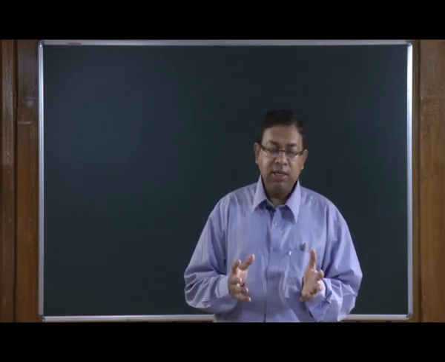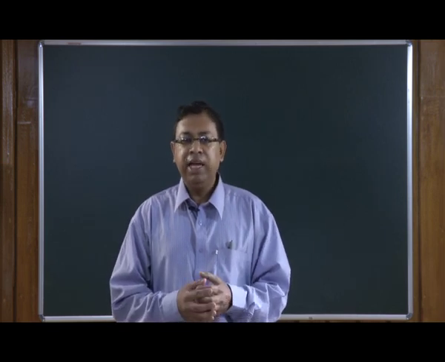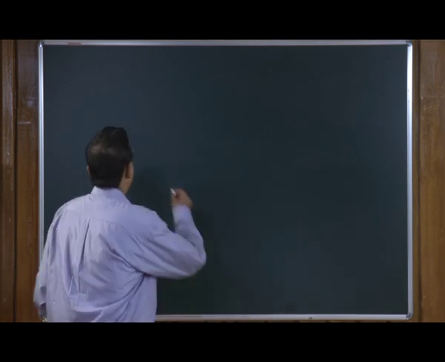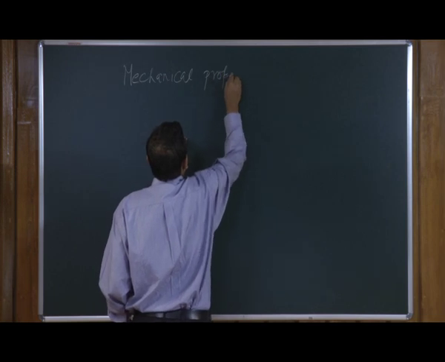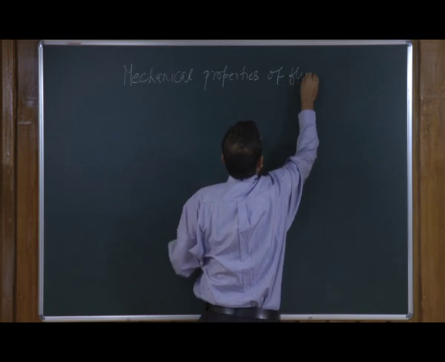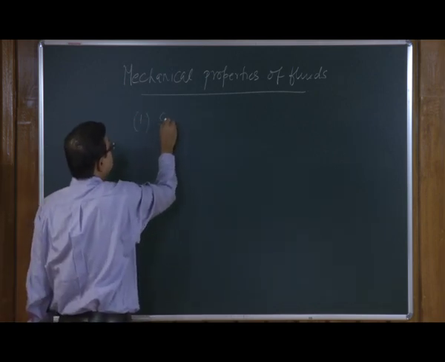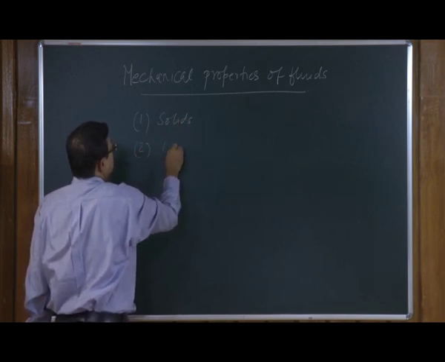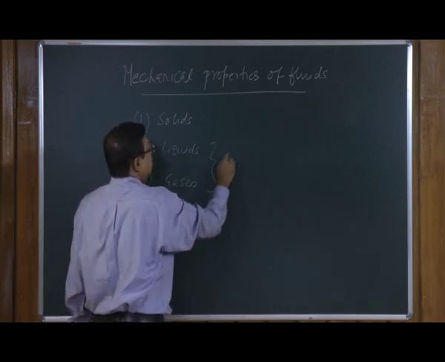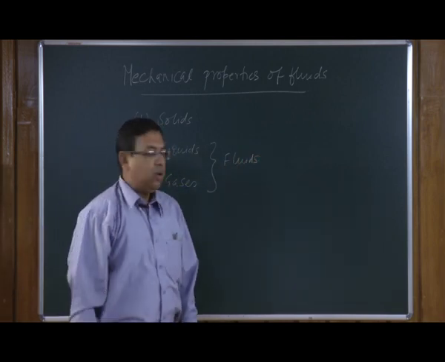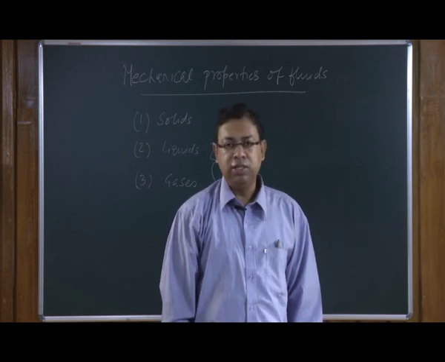And because the gases and the liquids do not have any specific shape, they can flow, and that is why they are called fluids. So, we are discussing mechanical properties of fluids, and so far we have defined solids, liquids and gases. It is these two, liquids and gases, collectively that are called fluids. Both can flow, and anything that can flow is called a fluid.